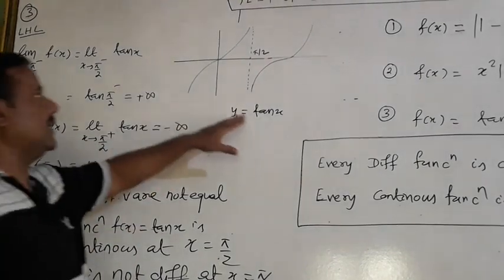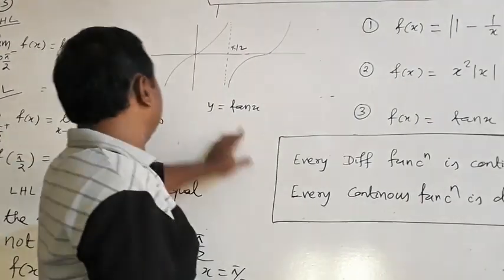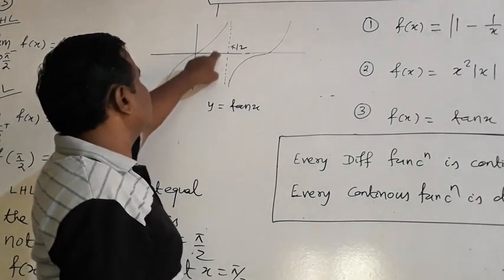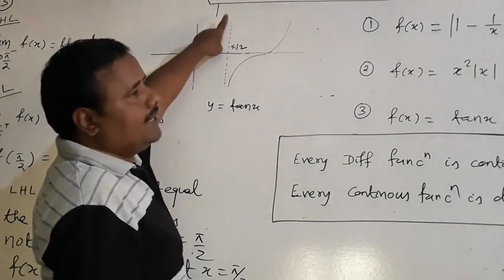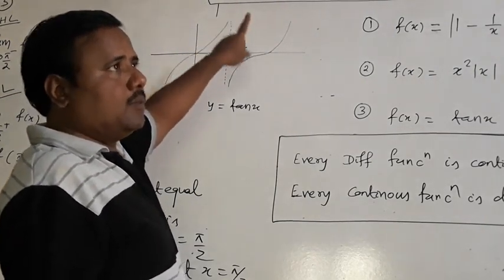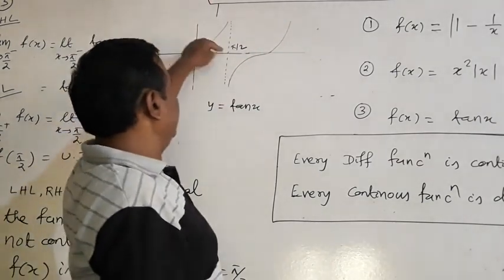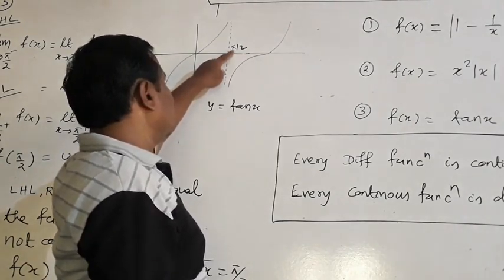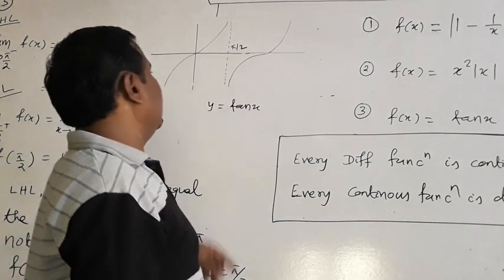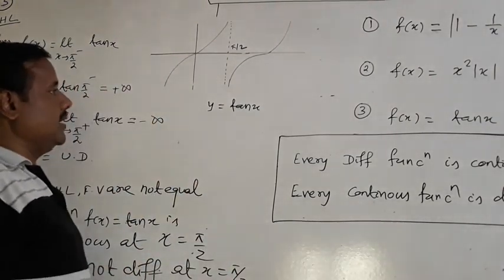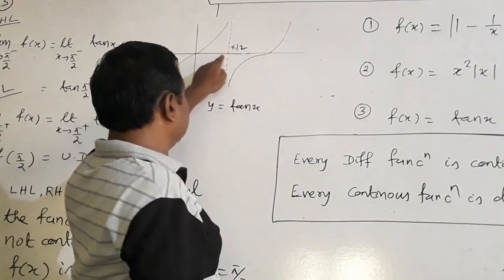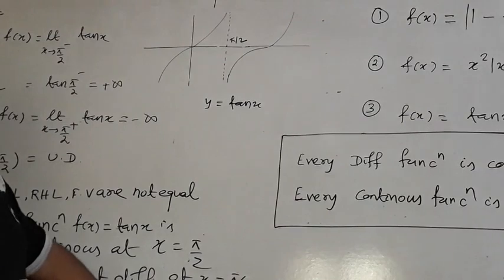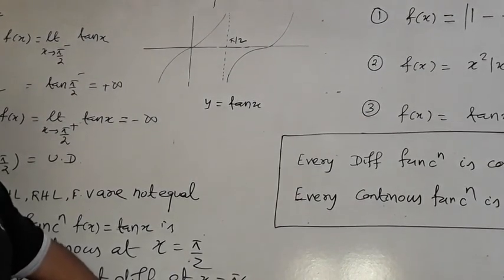Now look at the diagram of y = tan x. We know tan 0 is 0, tan 30 is 1 by root 3, tan 45 is 1, tan 60 is root 3, and tan 90 is sin 90 by cos 90, that is 1 by 0. It tends to infinity. And similarly, when x exceeds 90 degrees, 91, 92, 93, the value decreases and tends to minus infinity. When x is just slightly less than π/2, its value is infinity. When greater than π/2, its value is minus infinity. And at π/2, it is not defined.